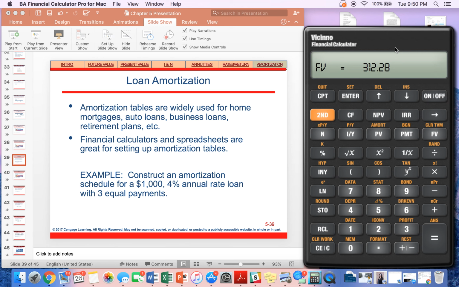We don't just use them for auto loans. We use them for mortgages, student loans, and business loans. An amortization schedule is good for any kind of loan. It simply takes our full payment and breaks down how much of that payment we pay in principal and interest.